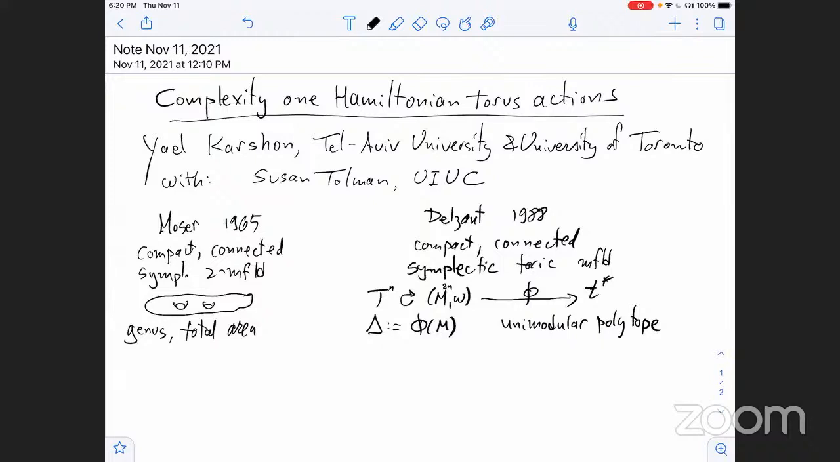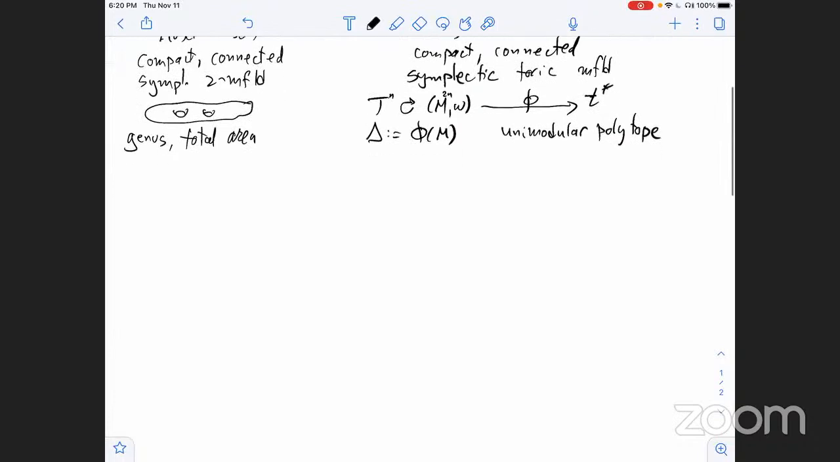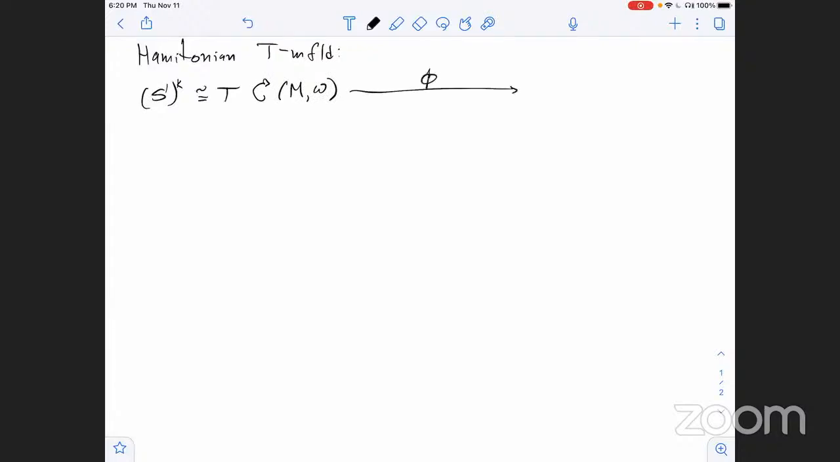So I need to give you some definitions. I need to remind you what is a Hamiltonian T-manifold. A complexity one Hamiltonian torus action is a special case of a Hamiltonian T-manifold. So I'll scroll down and start with the definition. So what is a Hamiltonian T-manifold? First of all, T here is a torus. What is a torus? It's a Lie group isomorphic to a product of the circle group with itself finitely many times. And a Hamiltonian T-manifold is a symplectic manifold equipped with a T-action and equipped with a momentum map. And I will remind you what that means.